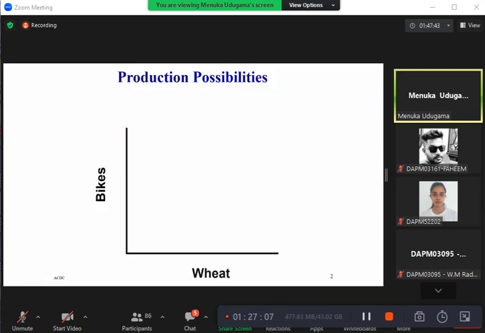Let's take another example. Now, assume that this country or this economy, or even if you consider a firm, this firm produces bikes and wheat, right? So initially, let's say this firm produces bikes only, no wheat. They produce a capital good, which is bikes only, no wheat is produced.